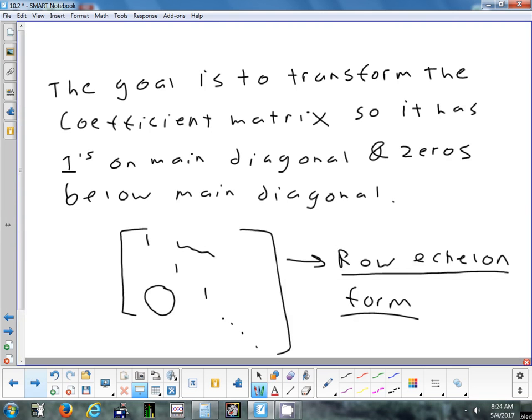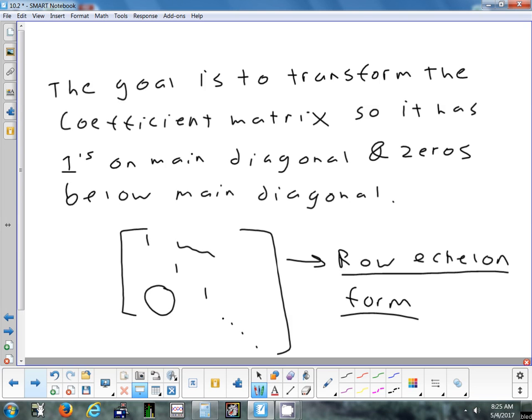Okay, the goal is to get our matrix in what we call row echelon form, which I'll abbreviate REF from now on. All that row echelon form means is that on the main diagonal, which goes upper left to lower right, you have all ones for coefficients. And below that, you have all zeros in every spot. Okay, so row echelon form, you've got a matrix with 1 on the main diagonal, zeros below it.